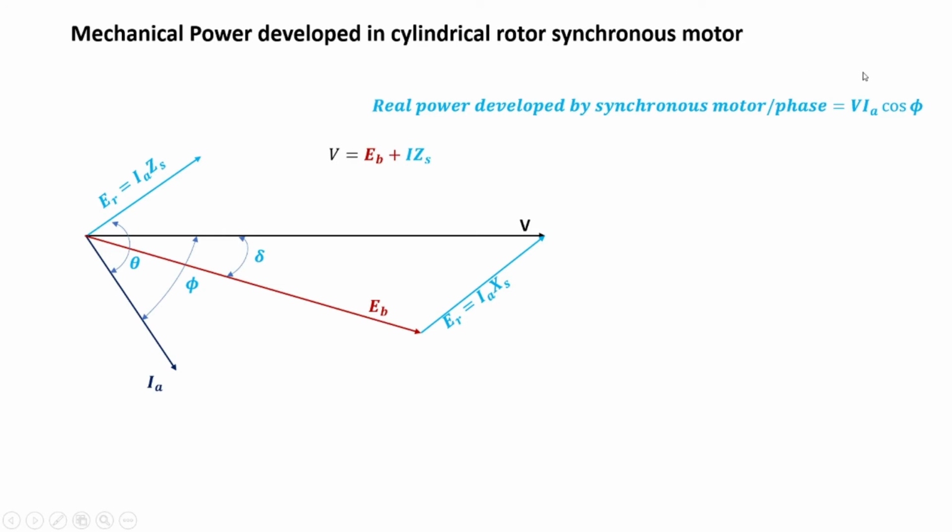In all these derivations, initially we calculate the value of Ia cos phi from this phasor diagram, and after obtaining the expression for Ia cos phi, we substitute it in this equation. So first of all, we can extend the armature current phasor like this and extend Ia into Xs downward so that this angle becomes 90 degrees.